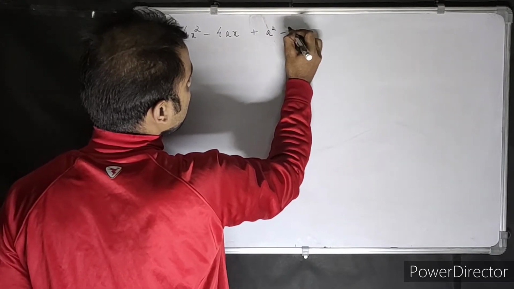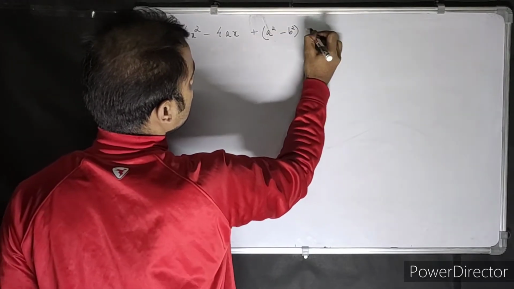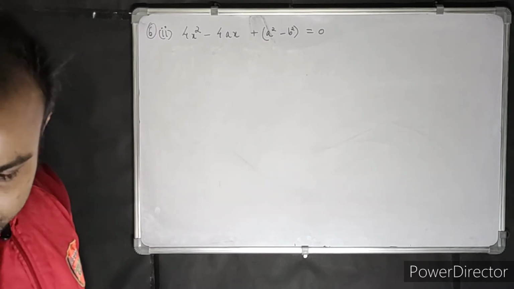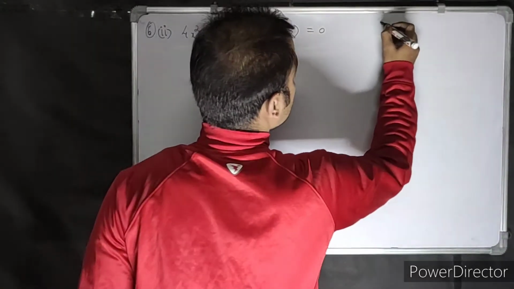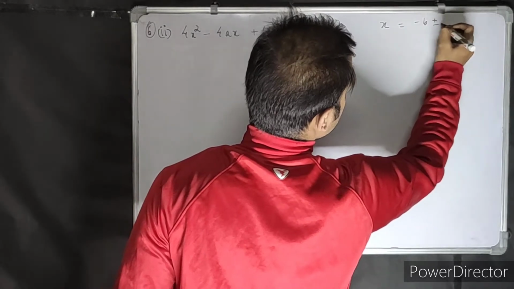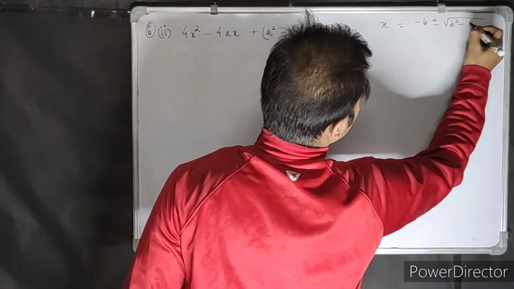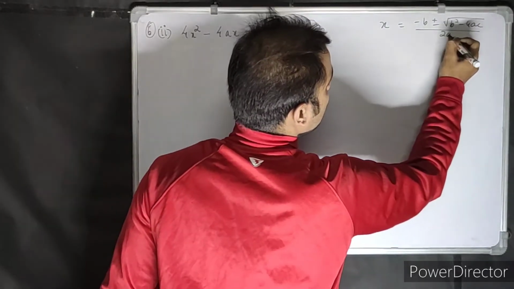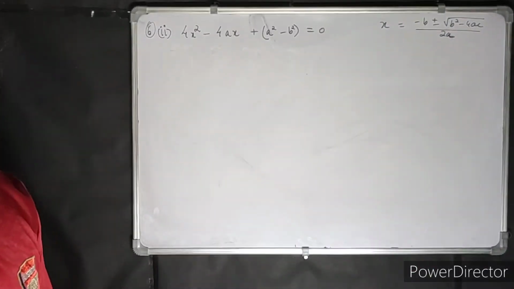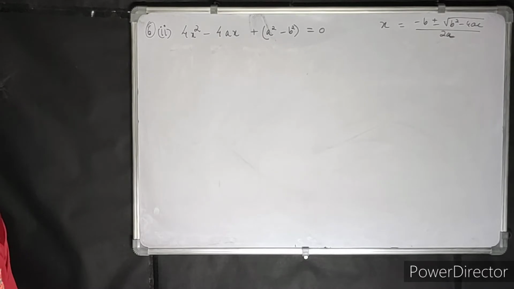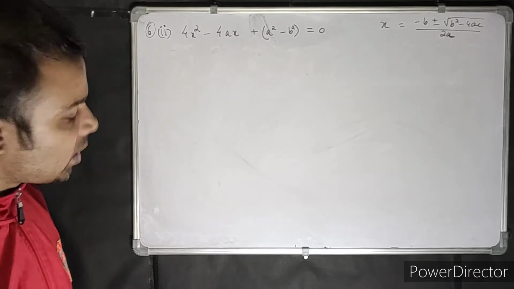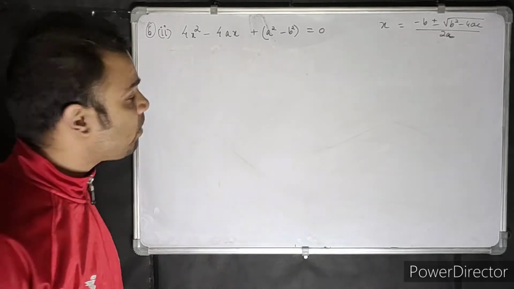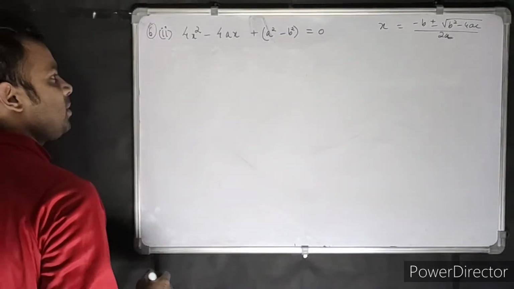So this is a square minus b square is equal to 0. Now let's start writing the coefficients. x is equal to minus b plus minus root over b square minus 4ac, whole thing divided by 2a. Always write the formula before you start using it when the question is telling you to use the formula. Let me see if I copy the question correctly: 4x square minus 4ax plus a square minus b square.